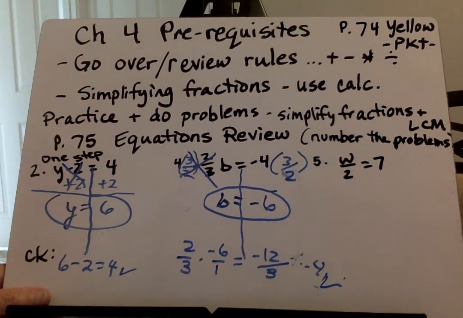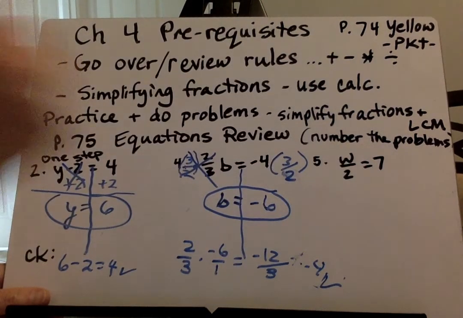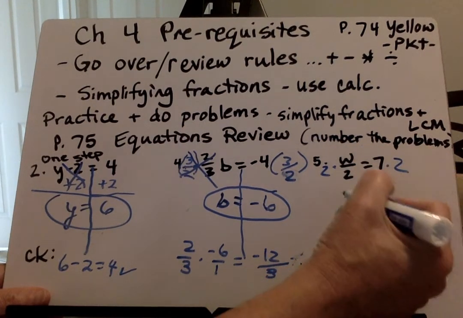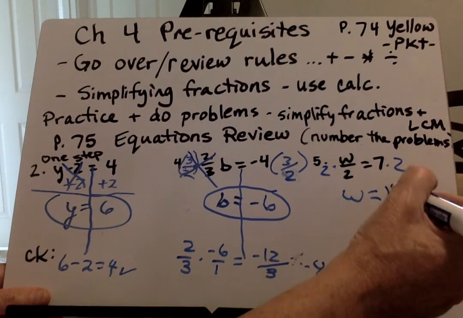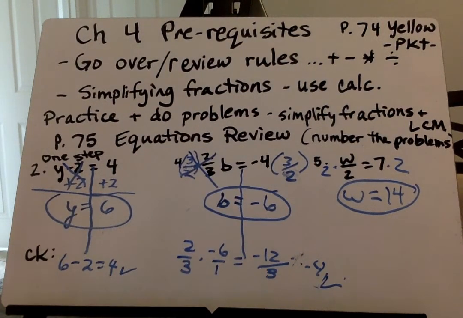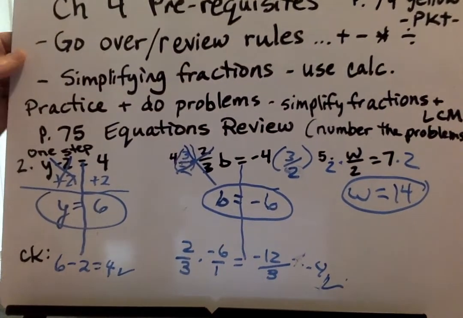Okay? Now, if I have w divided by 2 equals 7, the inverse operation of divide by 2, I'm going to multiply by 2 on both sides. So w equals 14. And again, this is stuff you should have done probably 2 years ago. So this is just review. So we're going to go on pretty quickly to a little bit harder problems.